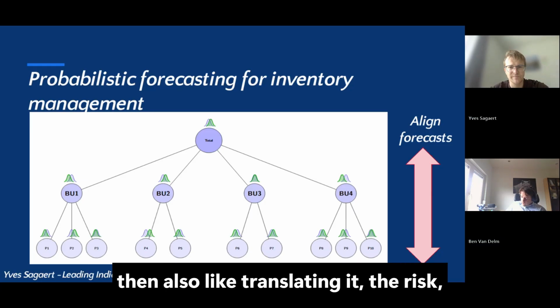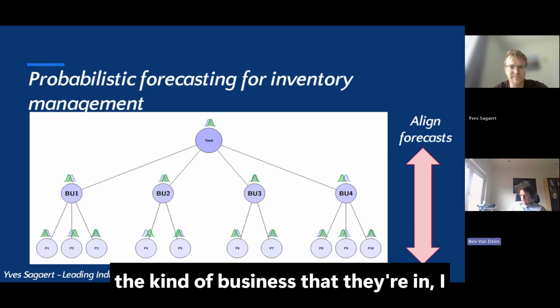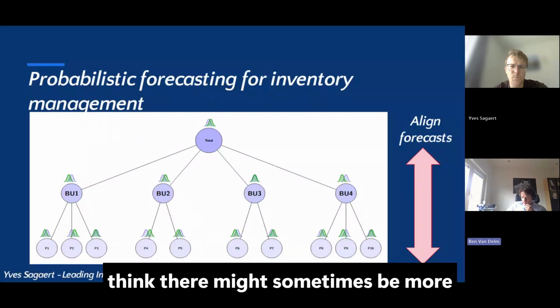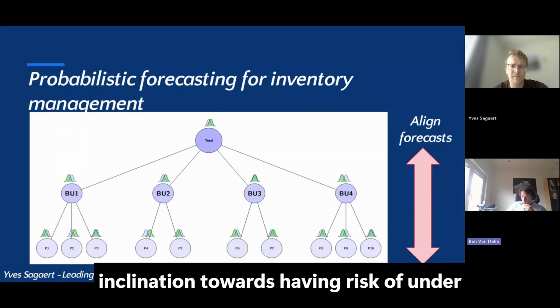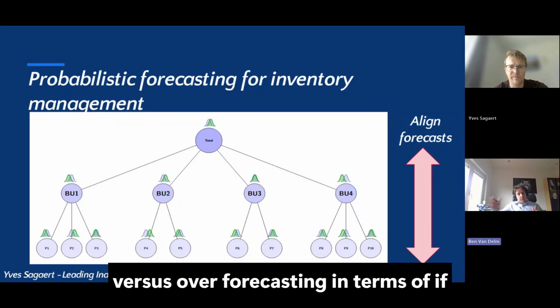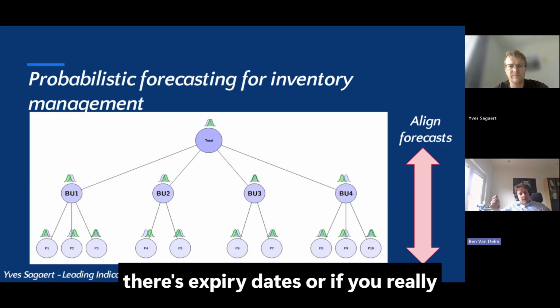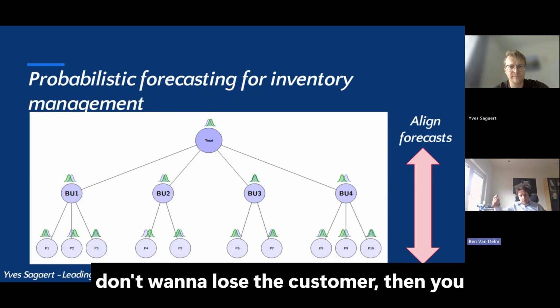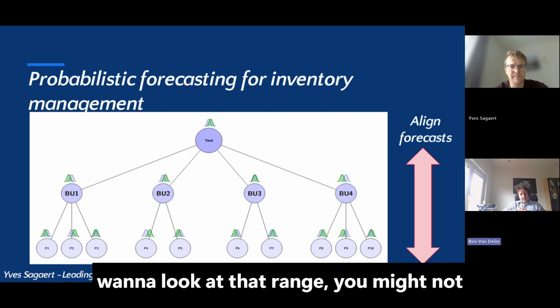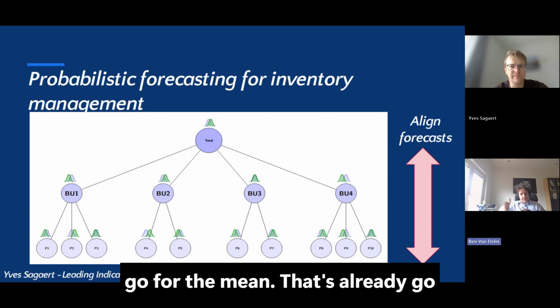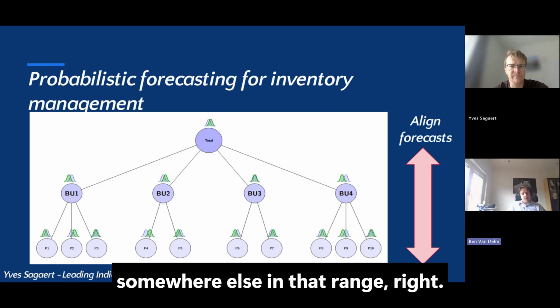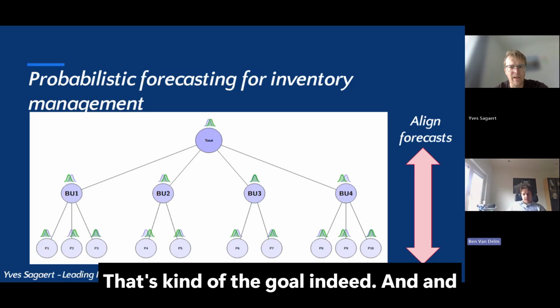Okay. And then also, translating it to the risk of the kind of business they're in, I think there might sometimes be more of an inclination towards the risk of under versus over forecasting, if there are expiry dates, or if you really don't want to lose a customer. Then you want to look at that range and might not go for the mean, but go somewhere else in that range, right? That's kind of the goal of it.